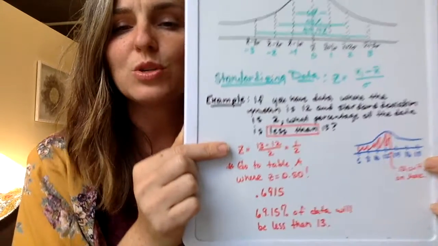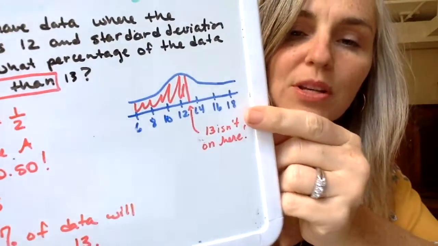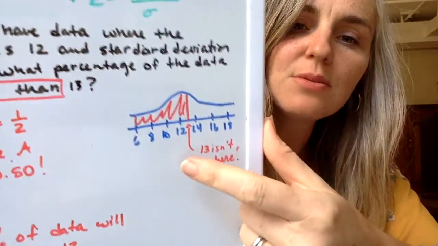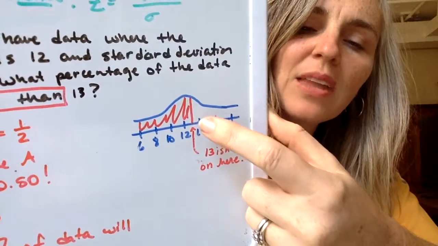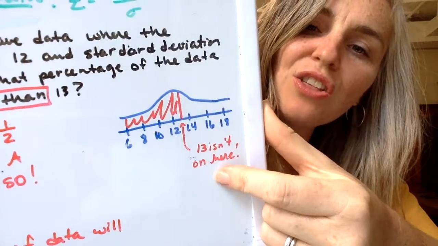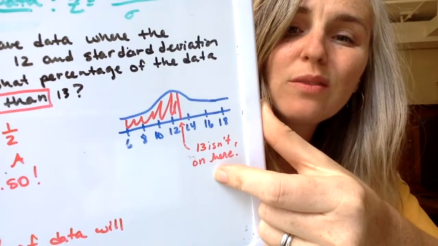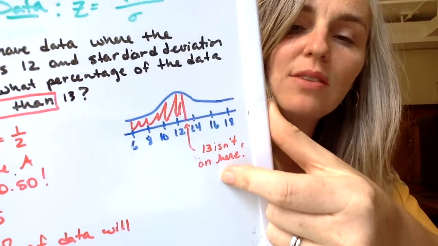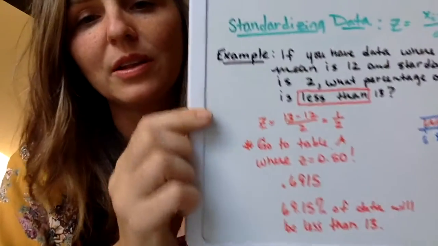So we take 13, subtract the mean, which is 12, and divide by standard deviation, and we end up with 1/2. When you draw a picture of this scenario, it's really obvious. Here's my mean of 12. I counted off 2 standard deviations, and I find 13. I shade to the left, and 13 isn't even on here, but it is halfway between 12 and 14, so it's going to be half a standard deviation. We can get that from the picture, but we can also get that from the z-score formula.